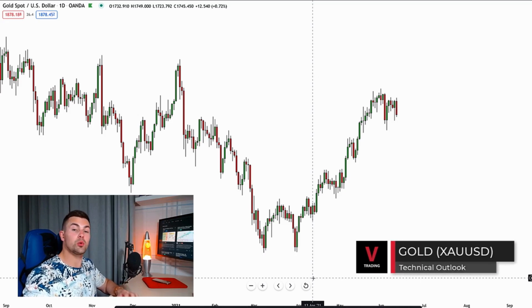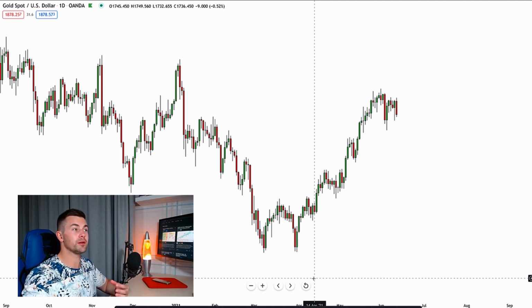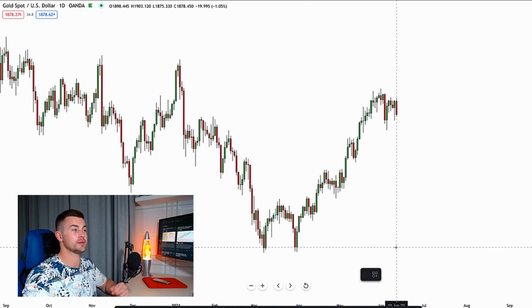Alright traders, no matter whether you are bullish or bearish on gold, your drawings here must be absolutely the same. So briefly, let's bring back our drawings right here. Let's analyze the daily time frame together and let's identify the key levels and important pivot points.